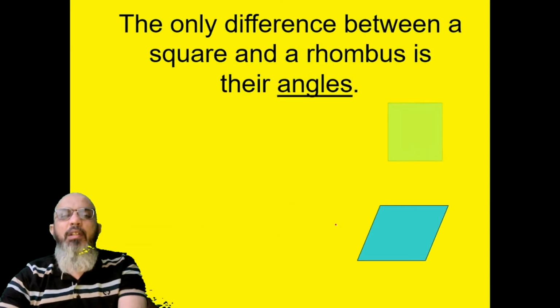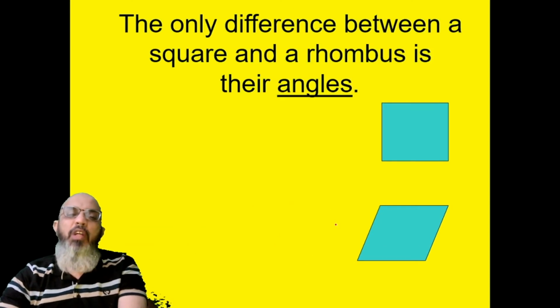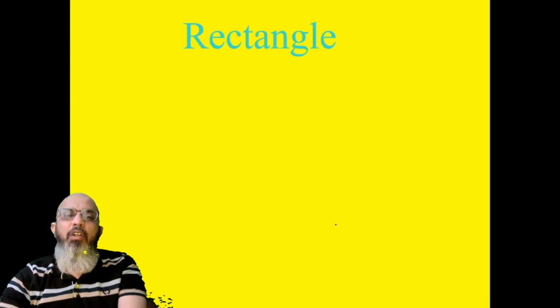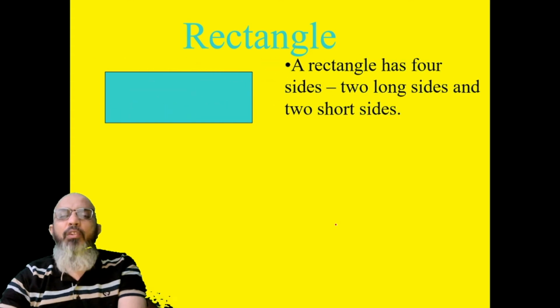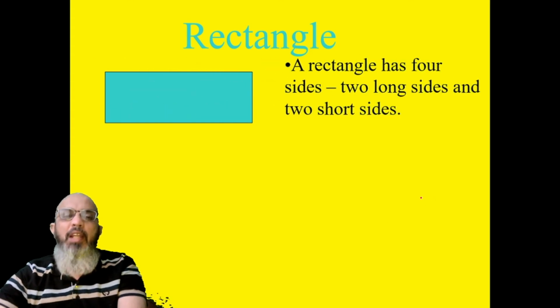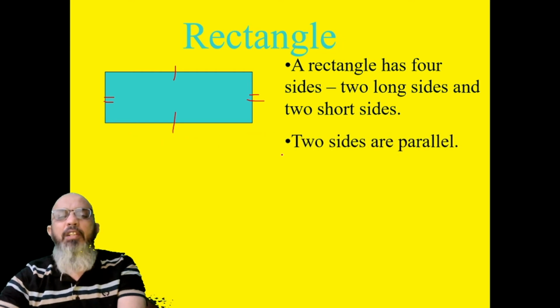What is this? The only difference between square and rhombus is their angles, as I told you earlier. So now we have a rectangle. What is the rectangle? A rectangle is a four-sided figure, but it has two different side lengths, which means opposite sides are equal. This side is equal to this one and this side is equal to this side. But it has four right angles, and the other property is that the lines are parallel.